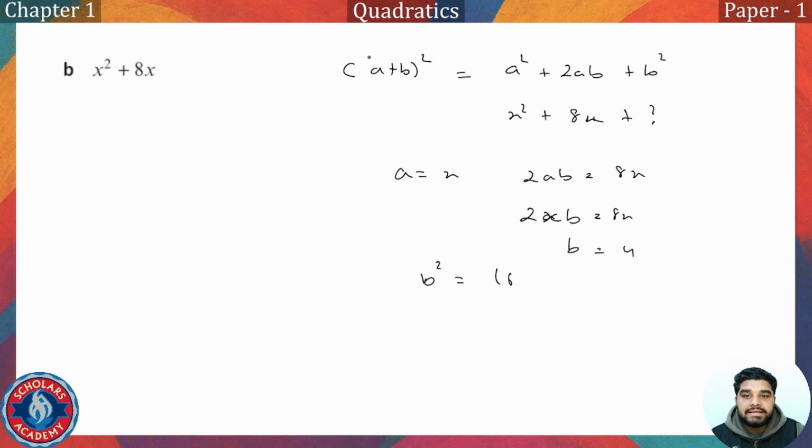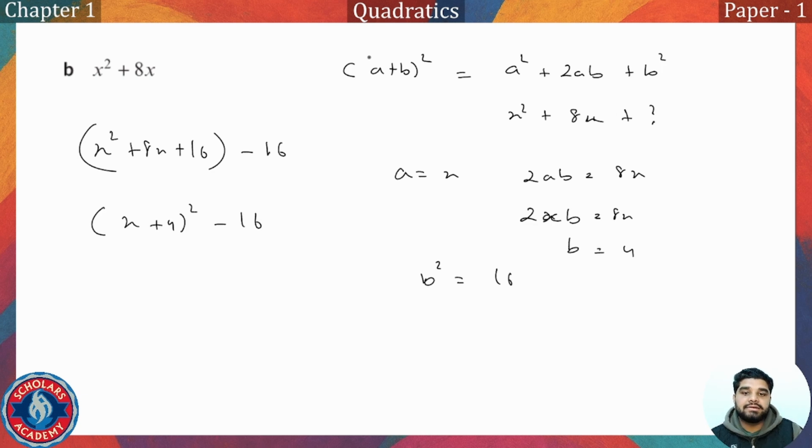So we'll add and subtract 16 in this equation. We get x square plus 8x plus 16 will complete our whole square, and minus 16 will keep the equation same. So now we'll just write it as (x + 4) whole square minus 16. That's all.